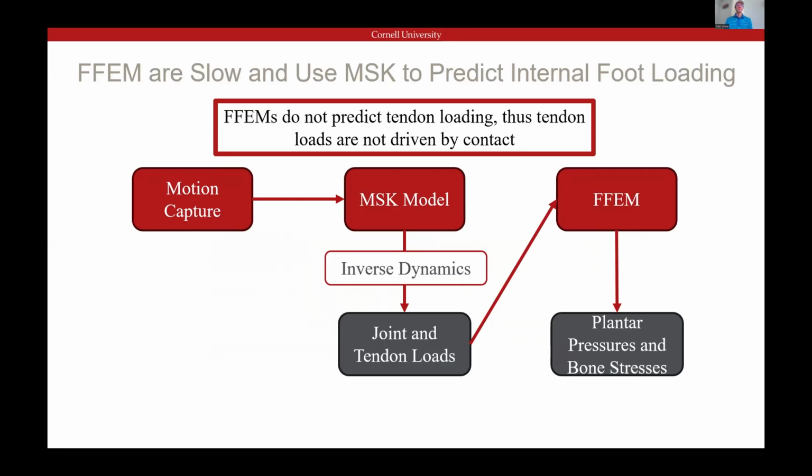So I propose we can avoid this issue by changing the workflow that is currently used, by taking the motion capture data and inputting it directly into the finite element model. So removing the middleman to get our tendon loading, or to get our contact loading case. And then with our contact loading case determined through our finite element model, it's plugged back into the musculoskeletal model to back out the tendon loads. And thus tendon loads are now being determined through contact.